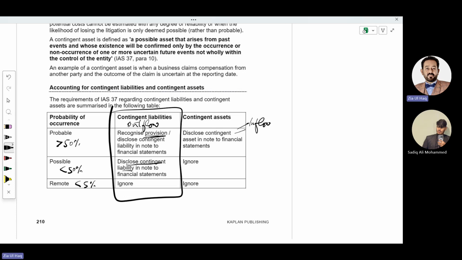In case of outflow, meaning chances of payment. And if there are chances of receipt, meaning inflow, and probability of future economic inflow, in that case, we need to disclose contingent asset. If there is a possibility of inflow, we should ignore. If it is remote, meaning 5% chances of future inflow, we should ignore. Meaning we disclose contingent asset when there is probability of future inflow. Receipt, asset, receiving; liability, paying, payment.